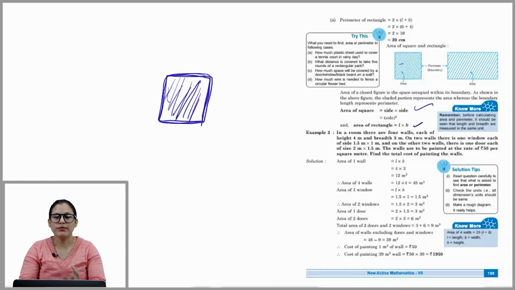Now, remember, before calculating area and perimeter, it should be seen that length and breadth are measured in the same unit. Always remember that. If they are not in the same unit, then first convert them in the same unit, right?